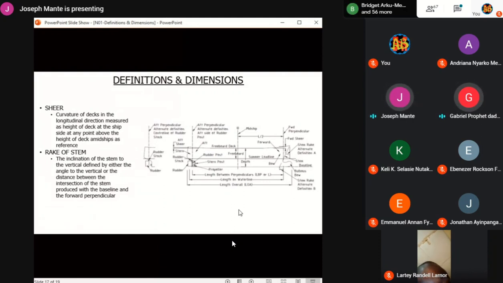The angle to the vertical, or the distance between the position of the stem at the baseline to the forward perpendicular. So you already know the forward perpendicular and the aft perpendicular. Now what we are trying to explain is the rake of stem. You realize especially the vessel which has a bulbous bow, after the bulbous bow the vessel has some straight line there. Then at the forward end, you realize that it has some straight line.